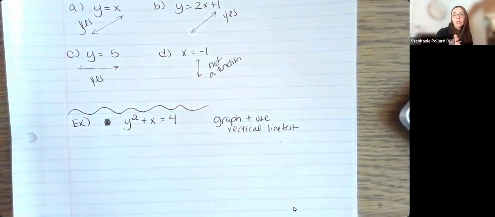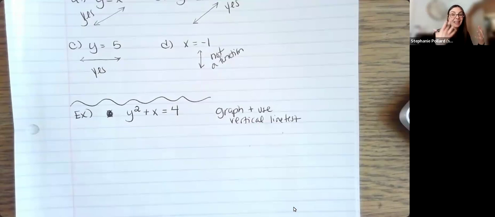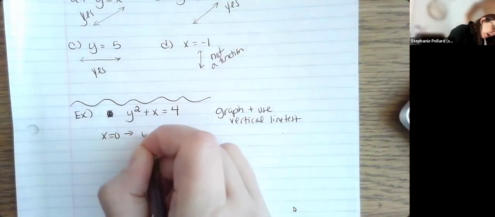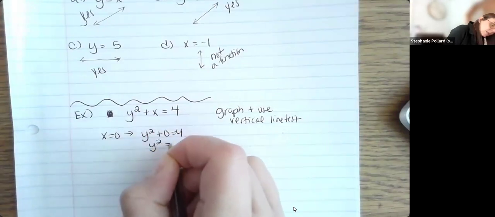Okay, so that's always one strategy, and that's a great strategy. The other thing is you'd have to just think and kind of try it out if you don't know how to solve an equation like this. So for instance, if x was 0, then what would happen is I would have y squared plus 0 equals 4, and y squared equals 4.